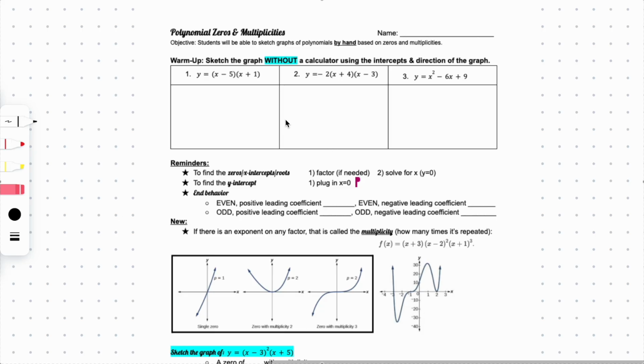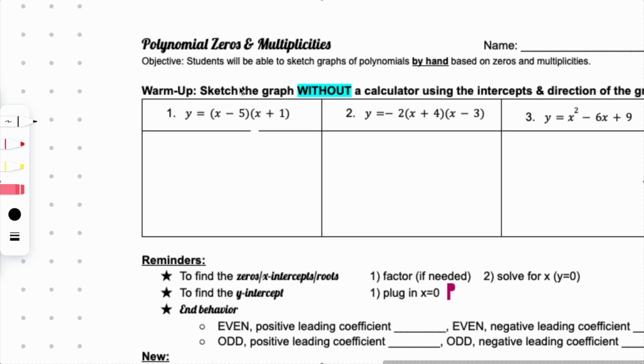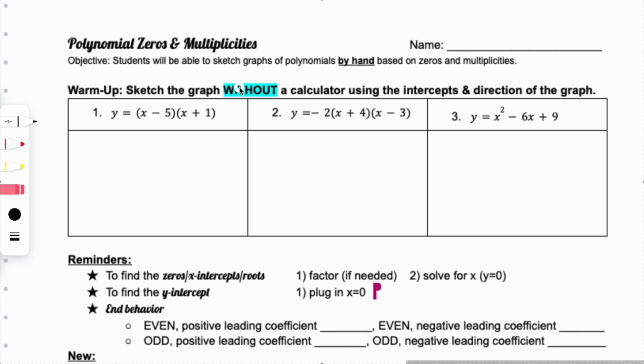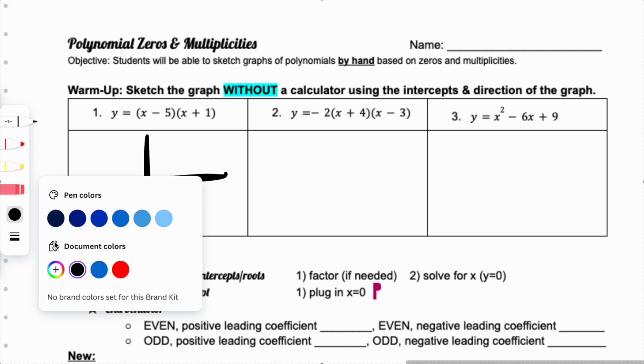Let's look at this first problem. We're asked to sketch the graph without a calculator using the x-intercepts and direction of the graph. So let's draw our x and y axis right here.